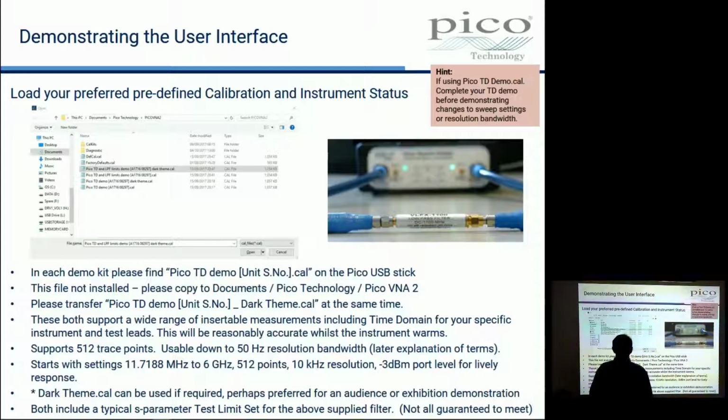So I need to ask you, please, to, in each demo kit, please find the Pico TD demo file which lists your serial number. It's a .cal file and it's on the Pico USB stick. This file is not installed. Please copy it to Documents Pico Technology PicoVNA 2. So you've installed the software and that folder will have been created. Please transfer the file. There is another one as well called darktheme.cal. You transfer those both at the same time, and then those are now going to be permanently available for you to load at any time. If a demo's gone wrong, you'll get back to a known working state. Yeah?